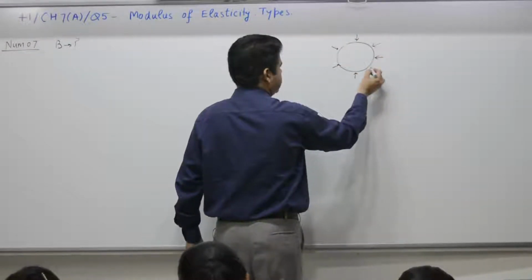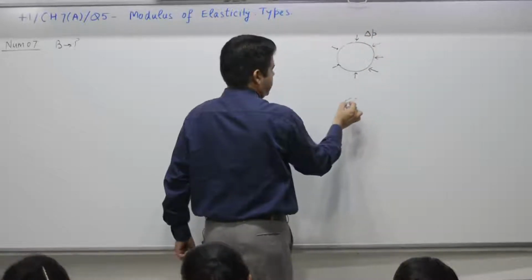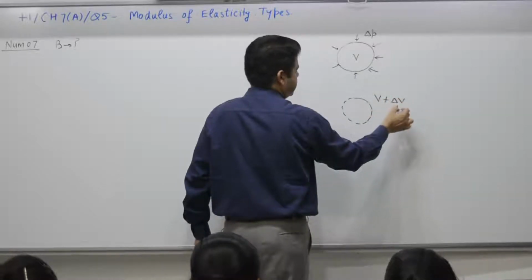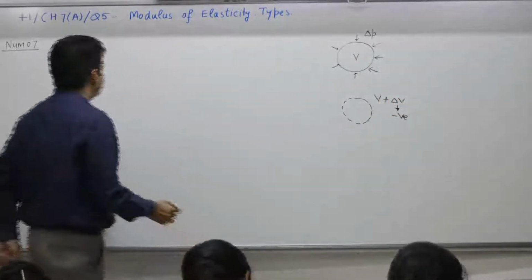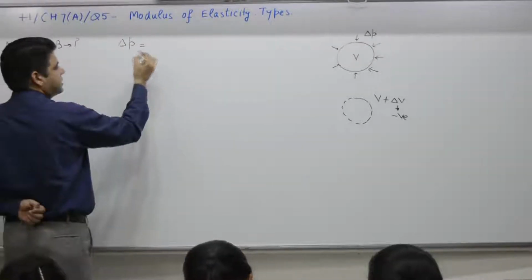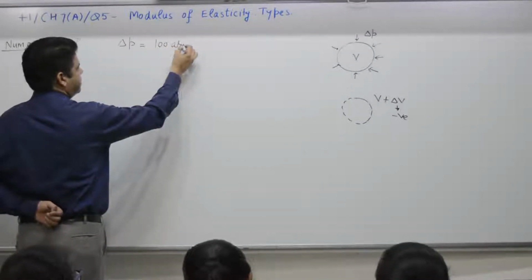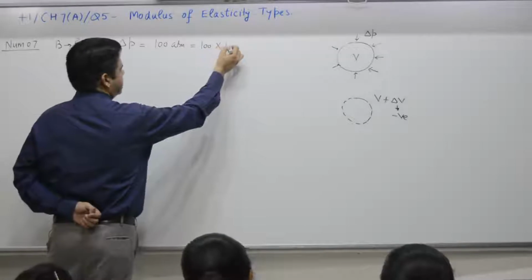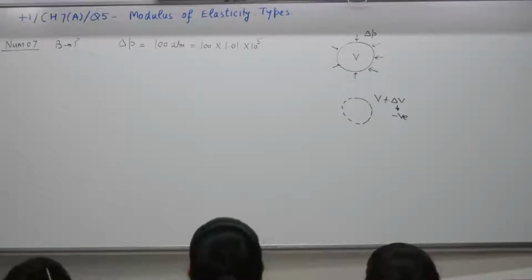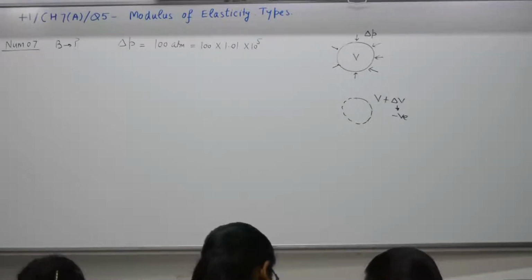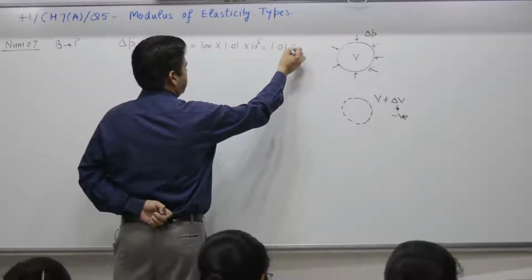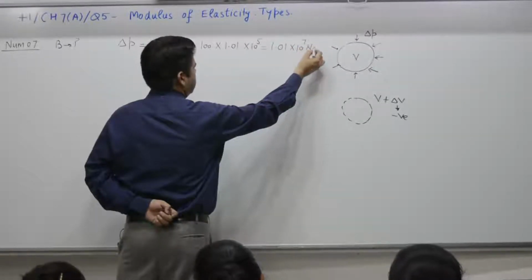When you apply extra pressure delta P, the size reduces. Initial volume is V, final volume is V plus delta V. This is negative. Given is delta P, how much? Yes, 100 atmosphere pressure. 1 atmosphere is how much? 1.01 into 10 raised to the power 5 Newton per meter square. It is not given here, so we will take this as 1.01 only. So what you get is 1.01 into 10 raised to the power 7 Newton per meter square.